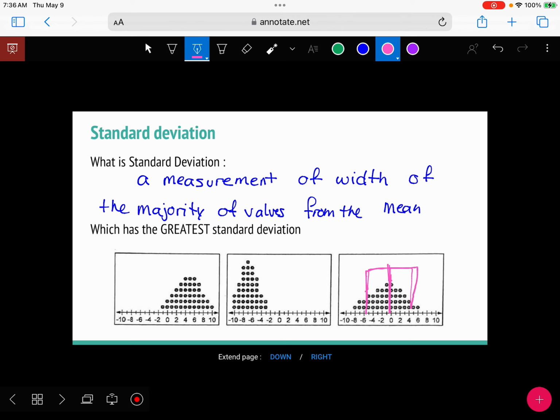So this one has the biggest standard deviation. Which one has the smallest? The second one. Our average, or our mean, is going to be around here, and I can get most of my points right around here. So this one has the smallest standard deviation. So all it is about is looking at how close they get to the mean.